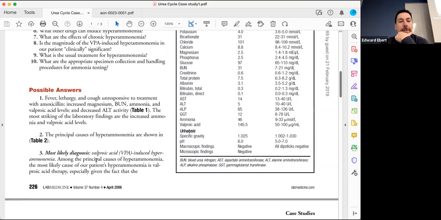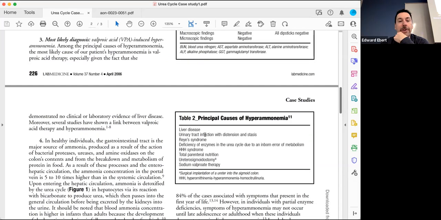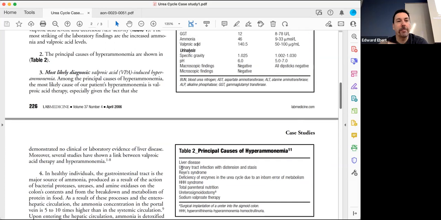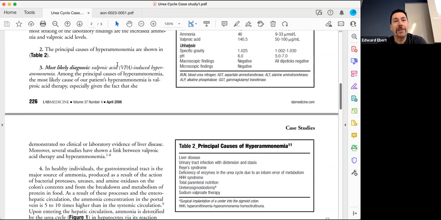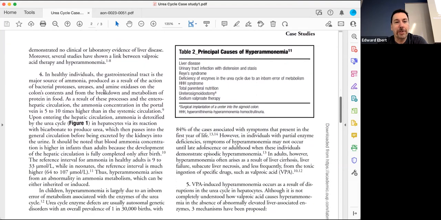So what causes hyperammonemia? We can look at a couple of different things: liver disease, urinary tract infection, Reye syndrome, urea cycle enzymes, various things. And key at the very end is sodium valproate therapy. If your valproic acid is not being fully metabolized, you may end up with increased levels of ammonia. So our most likely diagnosis, since the patient is taking valproic acid, is that it's probably the valproic acid inducing the hyperammonemia. We've got lots of studies that show these links, and they're cited here as well.